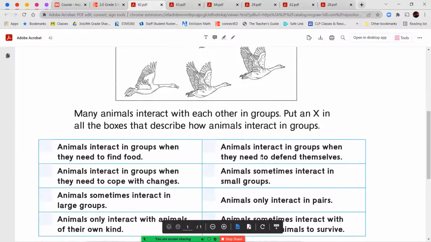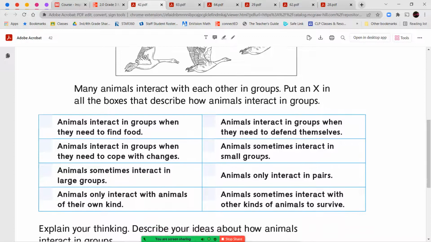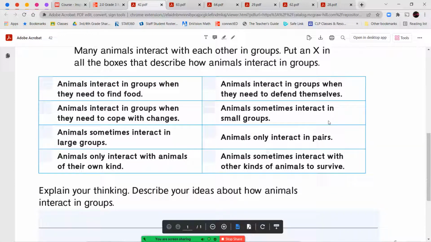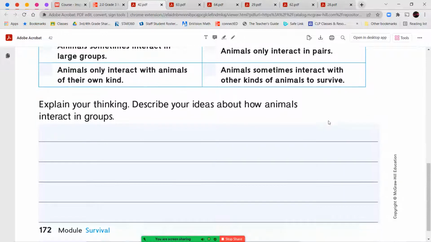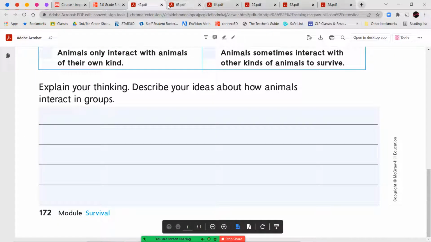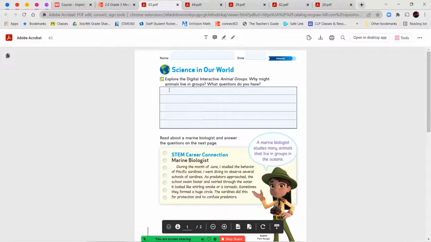Now here it says, many animals interact with each other in groups. Put an X on all the boxes that describe how animals interact in groups. So put an X on all the boxes that you think show how animals interact with each other and explain your thinking. Once you've completed that, using complete sentences and paying attention to your spelling and punctuation, we're going to look at the digital interactive titled Animal Groups. And we're going to answer, why might animals live in groups, and what questions do you have? So you're going to be answering one question, and then you're going to be writing some questions of your own.